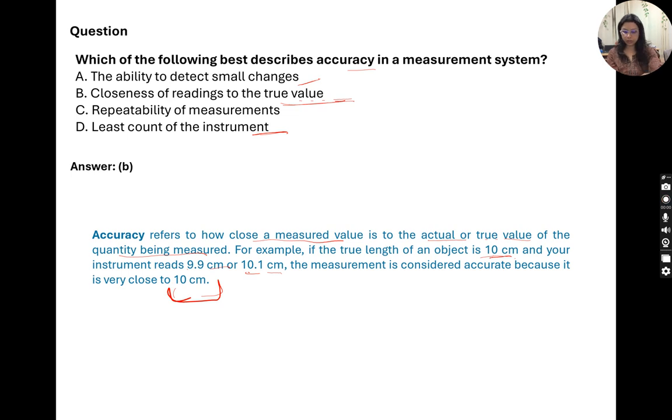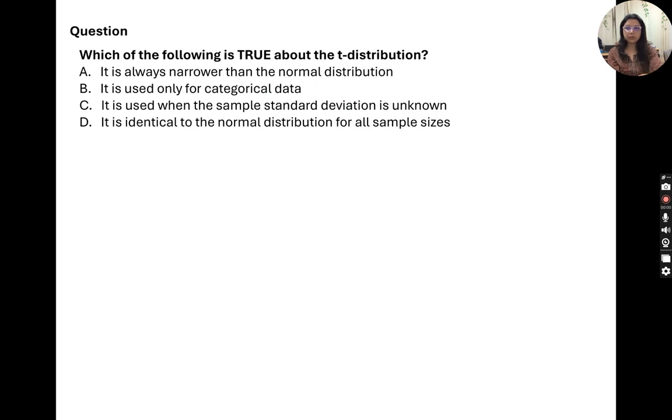Okay, then moving forward to the next question. Which of the following is true about the t distribution? They're asking about the t distribution and which of the following statements is true. It is always narrower than the normal distribution. It is used only for categorical data. It is used when the sample standard deviation is unknown. Or it is identical to the normal distribution for all sample sizes.